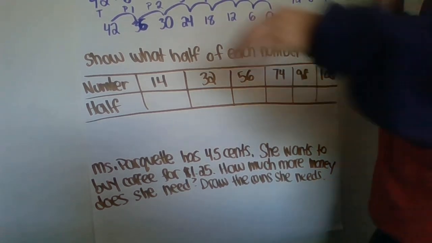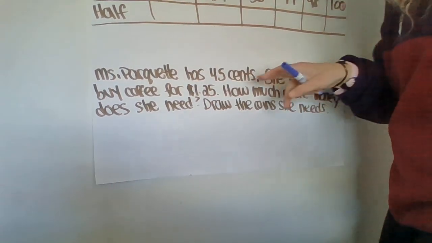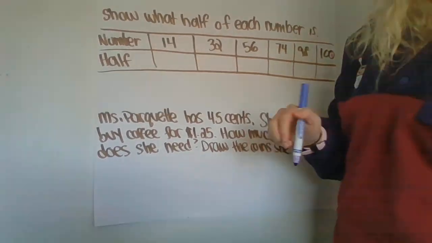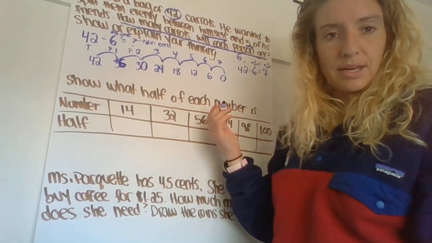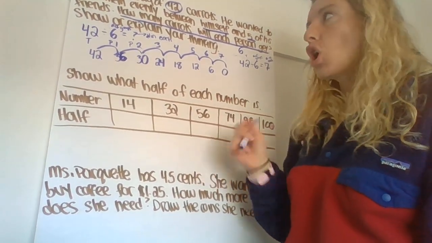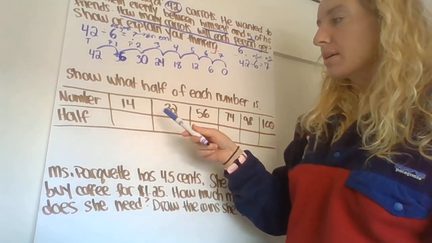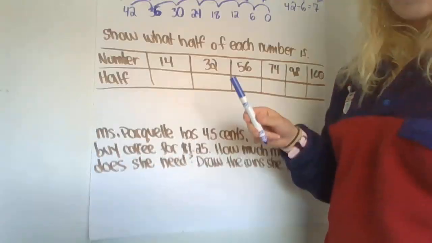All right, let's move on to our second problem now. I need to figure out what half of each number is. Now, some of you might just know this stuff right from your brain. That's fantastic. I'm going to give you a strategy that I've been using with friends who are having trouble dividing numbers that have an odd number in the tens column in half.